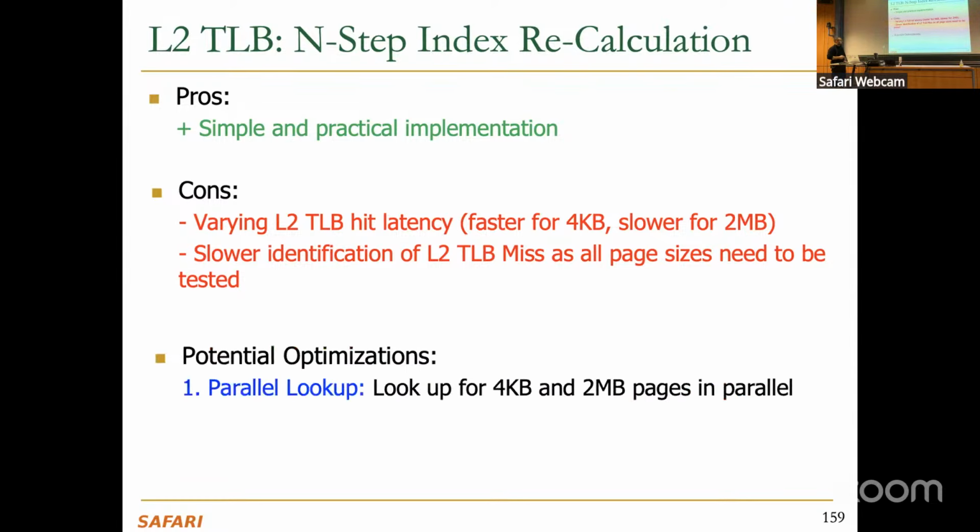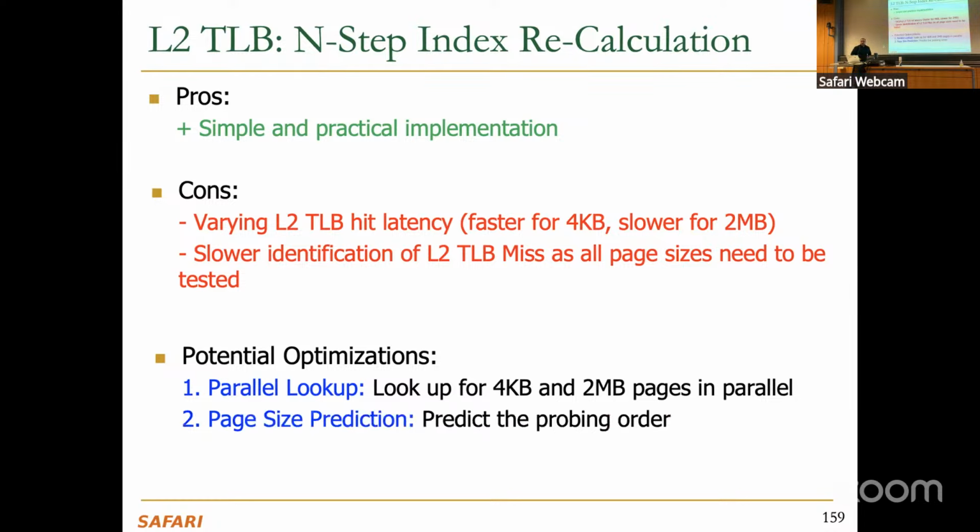Cool. What's an optimization? I can do parallel lookups. I can look up assuming a 4 kilobyte and a 2 megabyte page in parallel. What is the disadvantage of this? I would need extra circuitry to generate all the indices at the same time and to access the TLB at the same time. Also, I can do page size prediction. I can have a learning unit or some sort of perceptron unit that tells me the probing order that you should try, the one that has the highest probability of hitting first, for example.